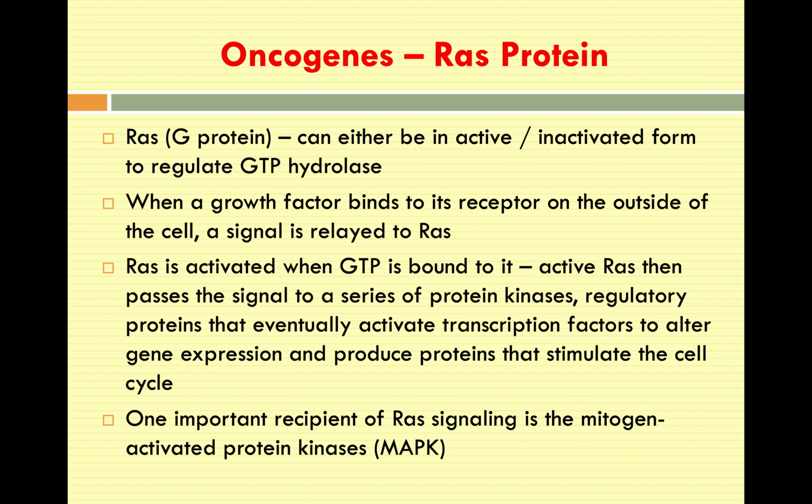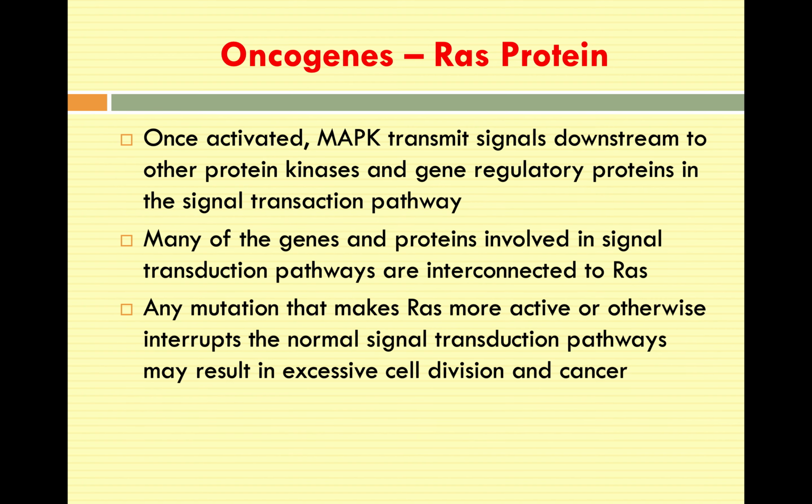One important recipient of RAS signaling is the mitogen activated protein kinases, MAPK, which is basically in abundance. Once activated, MAPK transmits signals downstream to other protein kinases and gene regulatory proteins in the signal transduction pathway. Many of these genes and proteins are involved in signal transduction pathways, and they are interconnected to RAS. Like I said, RAS is quite an important protein for transcription. So any mutation that makes RAS more active or otherwise interrupts the normal signal transduction pathways may result in excessive cell division and eventually lead to cancer.